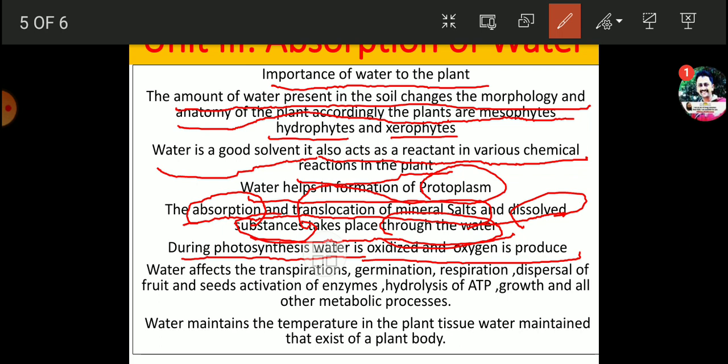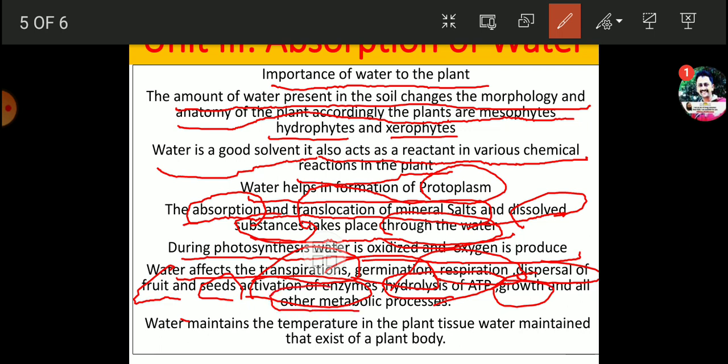So water is important. Suppose there is no water available to the plant for the photosynthesis process, how is it possible that the process will take place? No process will take place. No release of O2, no release of oxygen. So oxygen, we have to say, is released by the splitting of a water molecule during photosynthesis. Water affects the transpiration, germination, respiration of the plant, dispersal of fruit and seed, activation of enzymes, hydrolysis of ATP, growth, and all other metabolic processes.